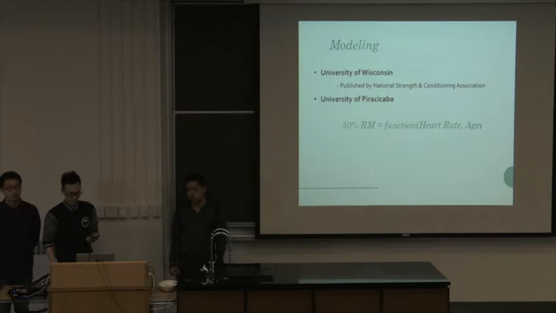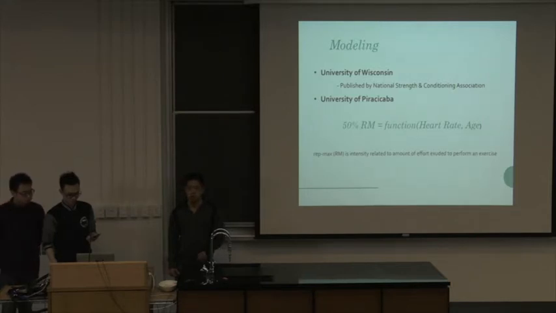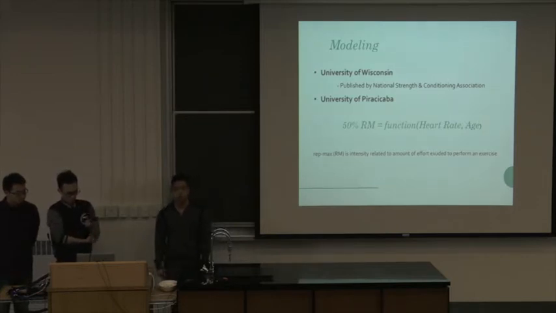To see how this works, basically, research study shows that we can compute 50% RM maximum as a function of users' heart rate and age. And what percent RM maximum is, it is basically like a weight measurement, as intensity for the user to perform a particular exercise with a given number of repetitions. For example, 100% RM max would indicate the user has to exert all of his or her effort in order to perform a single repetition for an exercise, whereas 0% RM maximum would indicate there's absolutely no effort exerted whatsoever.